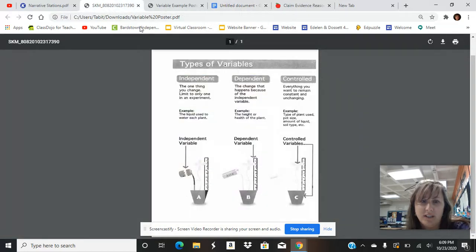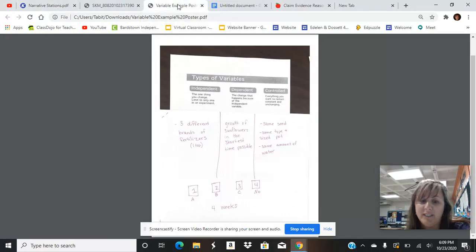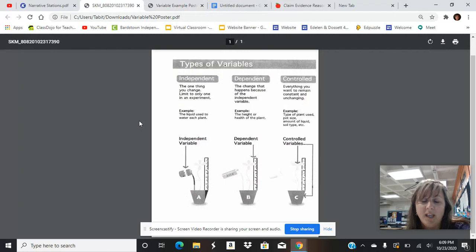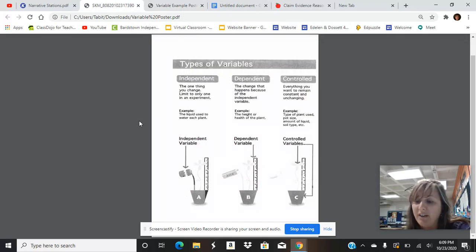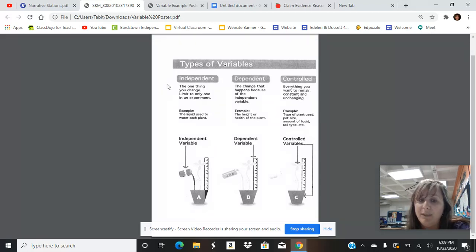We're going to start with going over variables. When you have an experiment, you're going to have three variables. They are called the independent variable, the dependent variable, and the controlled variable. Now, the independent variable is the one thing that you change. You limit this to only one in an experiment.